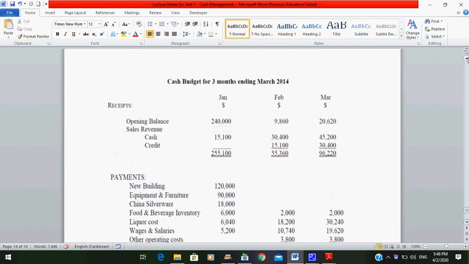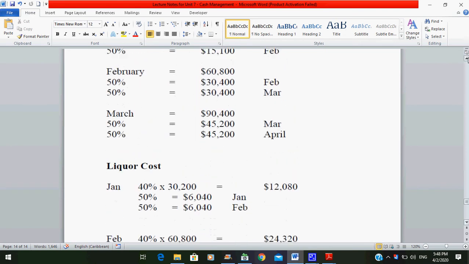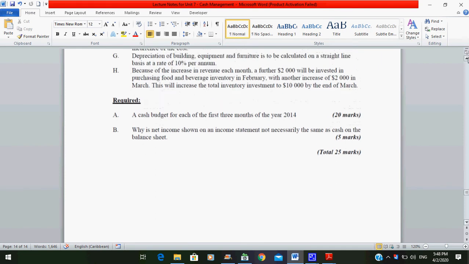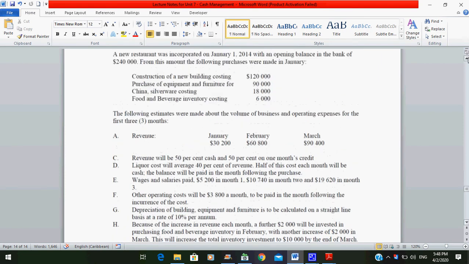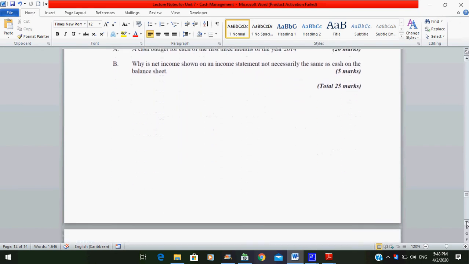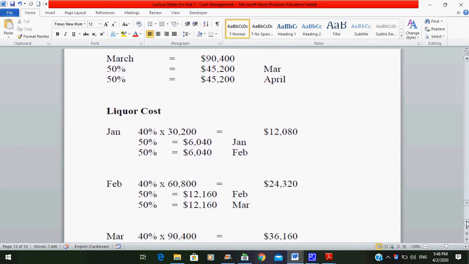Now, remember that in January you made some payments, right? You made payments out of 240. My question said that we bought these things, right? All of these would have to come out. Our purchases were made of these, right? So these now would have to come in under disbursements as well. So you ended up with a figure now.